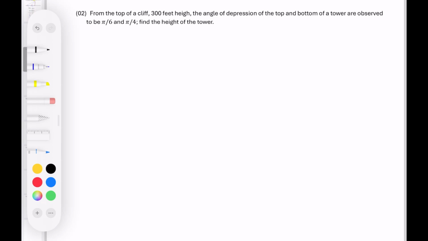Here's another word problem from solving right triangles using basic trig ratios. From the top of a cliff 300 feet high, the angle of depression of the top and the bottom of a tower are observed to be pi over 6 and pi over 4. Find the height of the tower.